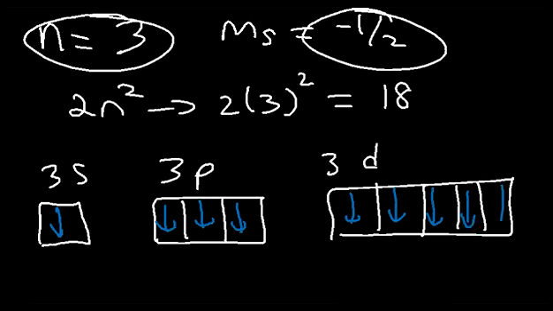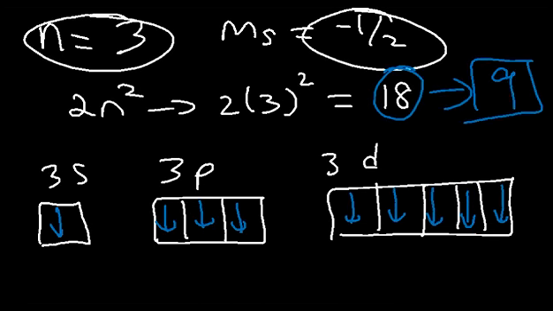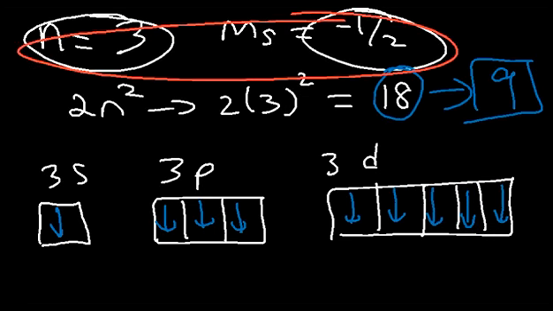Each orbital can only have 1 down arrow, not 2, because the other one has to be up. So as you can see, there's 9 down arrows. So it's going to be half of this number. So there's 9 electrons that can have these 2 quantum numbers.